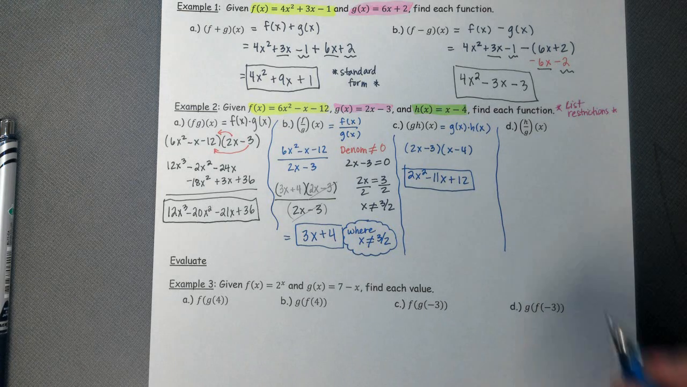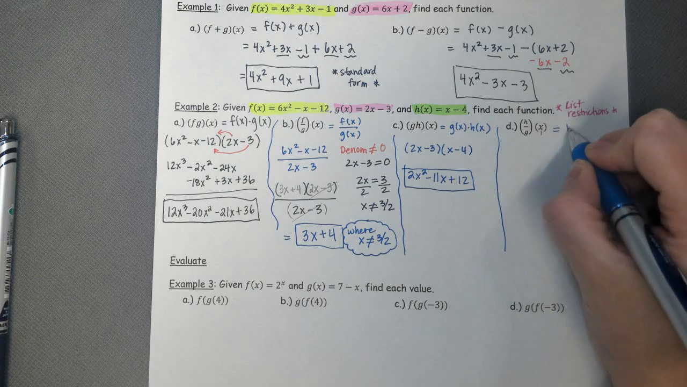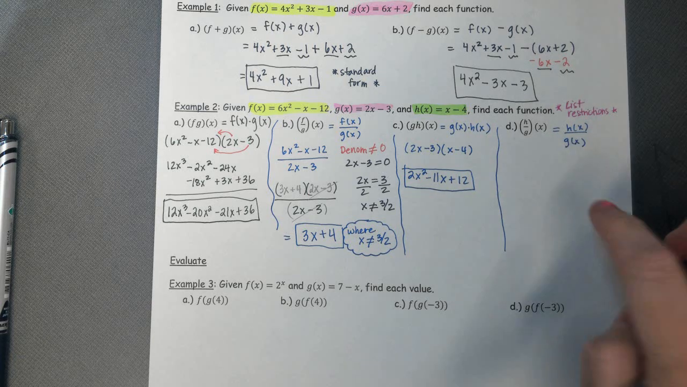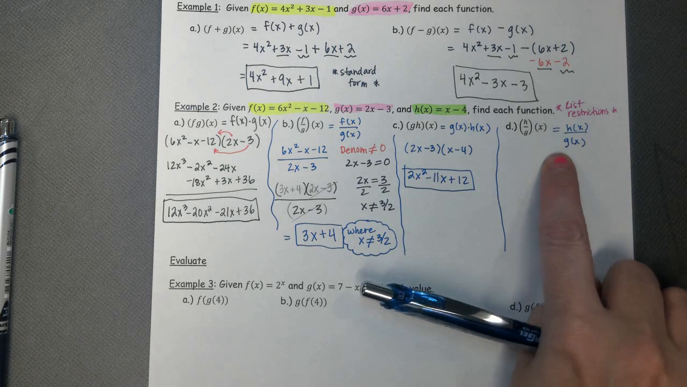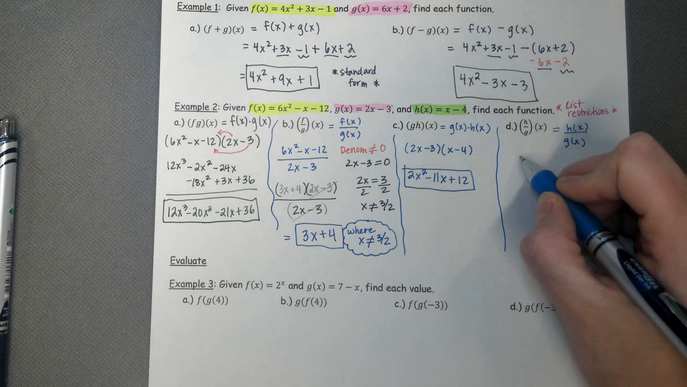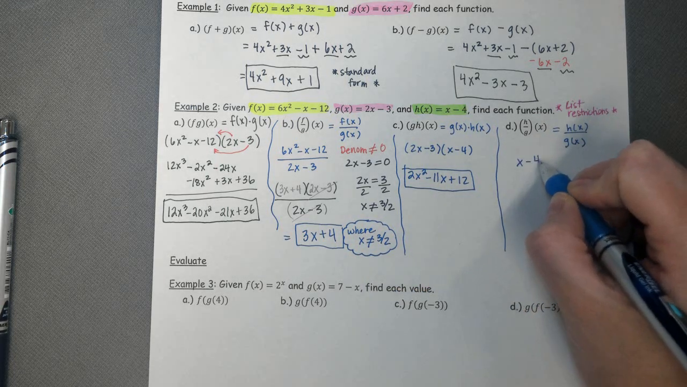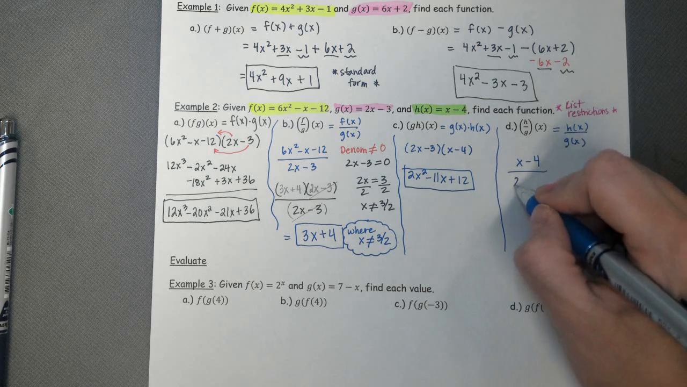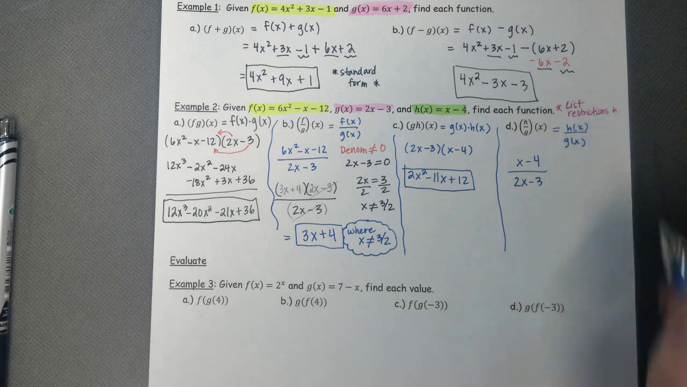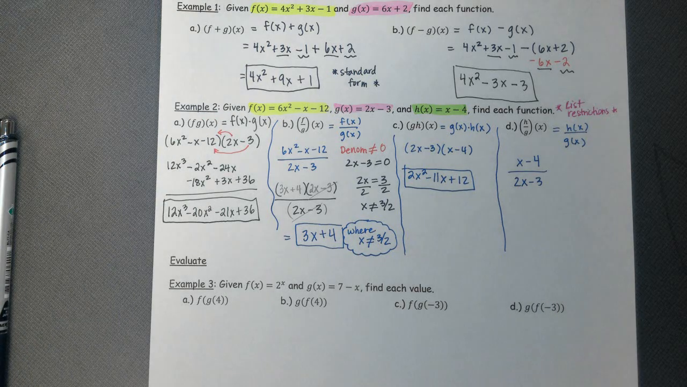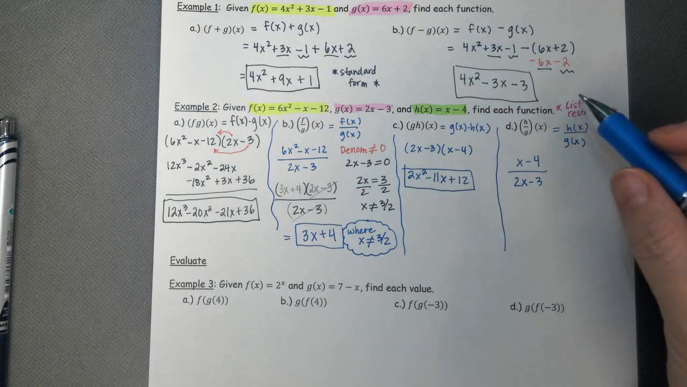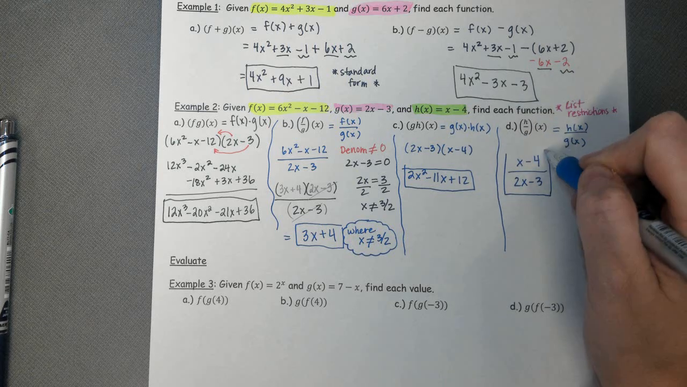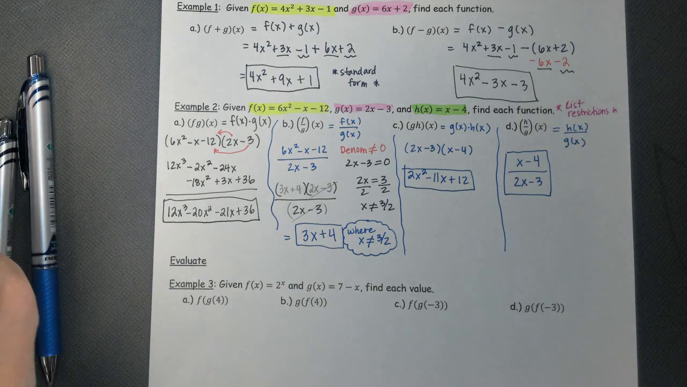Alright, did you guys start the last one or no? Okay, good. Now, when you set up this last one, you have h of x over g of x. In the first one that we did with division, we were able to factor. Can you factor x minus 4? No. Can you factor 2x minus 3? Nope. There's no GCFs or anything like that, okay? So guess what? You're done. That's it. Okay?